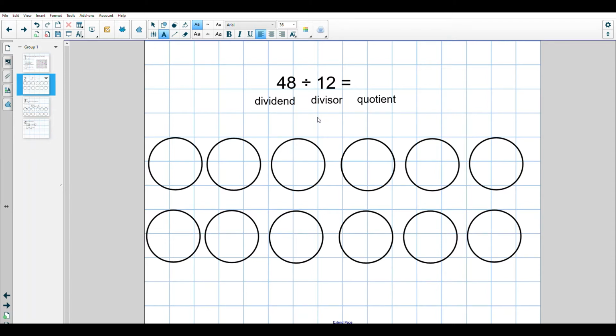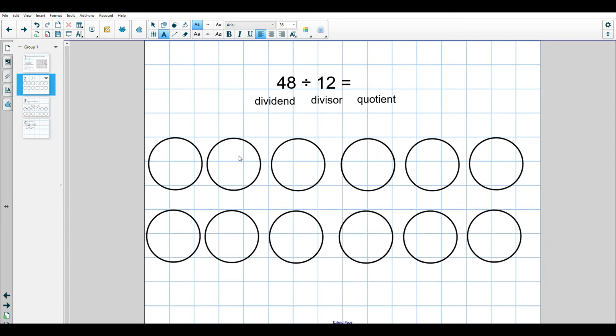Let's break this down then. You have your dividend here. The dividend is the larger number in a division number sentence. And remember, the dividend always comes first. I'll explain why later on, but for now, remember, your dividend comes first. You divide it by your divisor. Your divisor simply means how many groups. In this case, you should have 12 groups here, 12 bags, and you will count to 48.